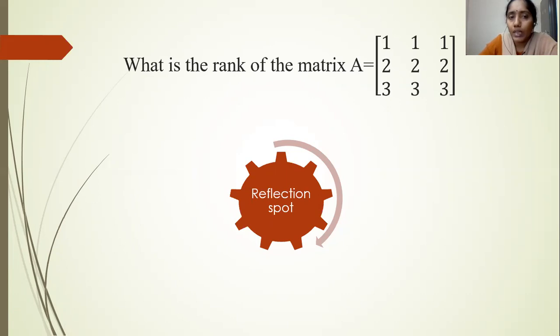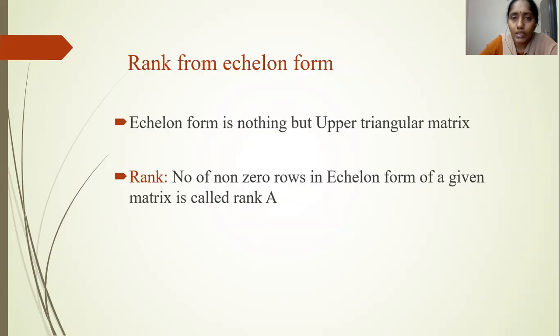Sometimes we are unable to find the rank by directly observing the matrix. At that time we use the echelon form to find the rank of the matrix. Now we discuss echelon form. Echelon form is nothing but an upper triangular matrix. The number of non-zero rows in the echelon form of a matrix is called the rank of A.